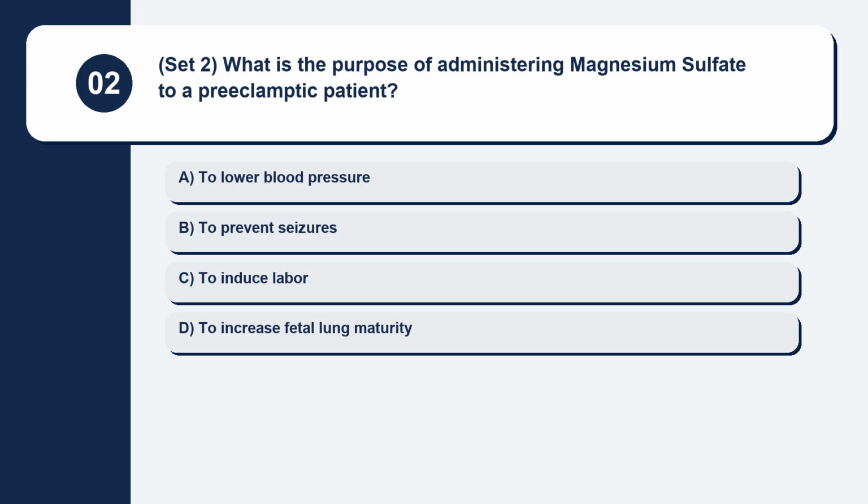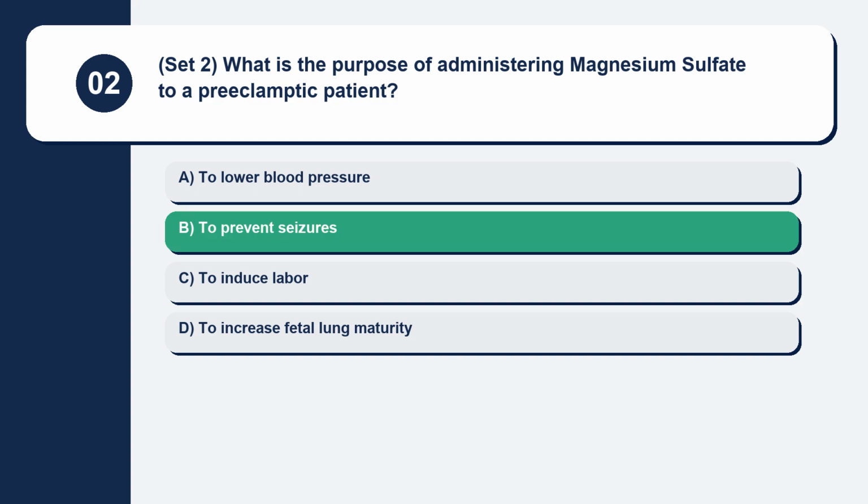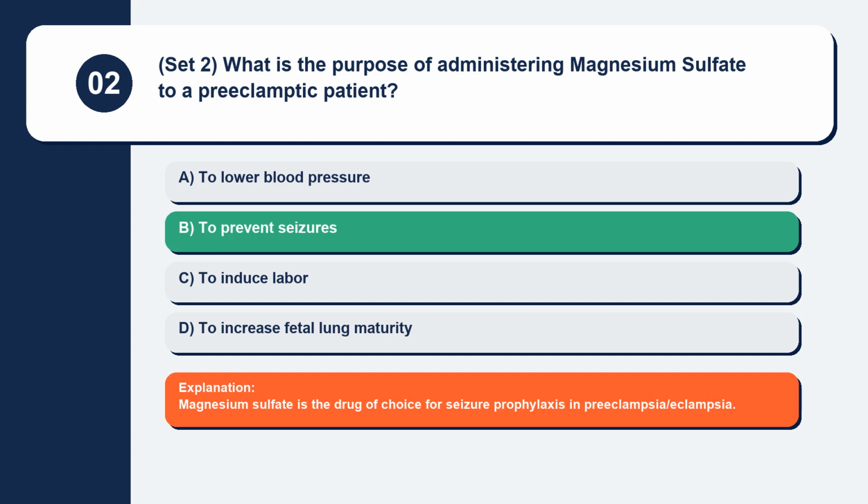Question 2. Set 2. What is the purpose of administering magnesium sulfate to a preeclamptic patient? To lower blood pressure, to prevent seizures, to induce labor, to increase fetal lung maturity. Magnesium sulfate is the drug of choice for seizure prophylaxis in preeclampsia/eclampsia.